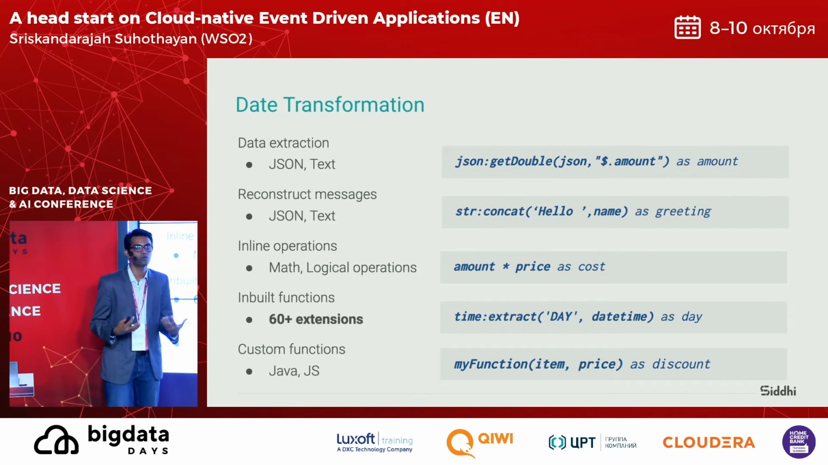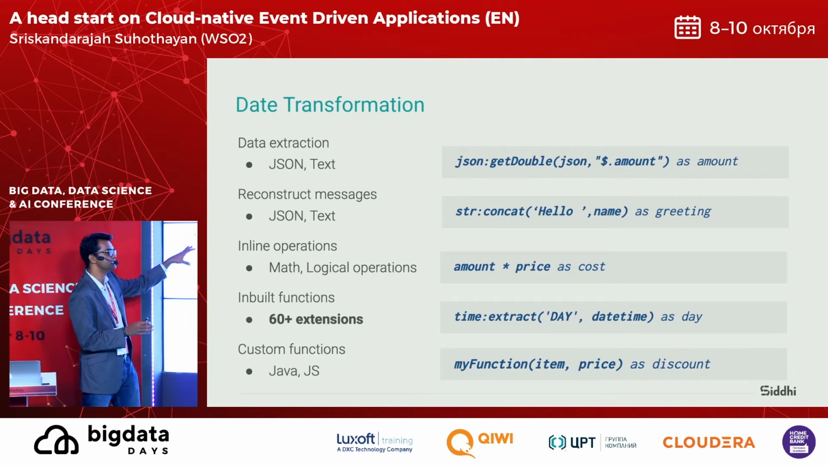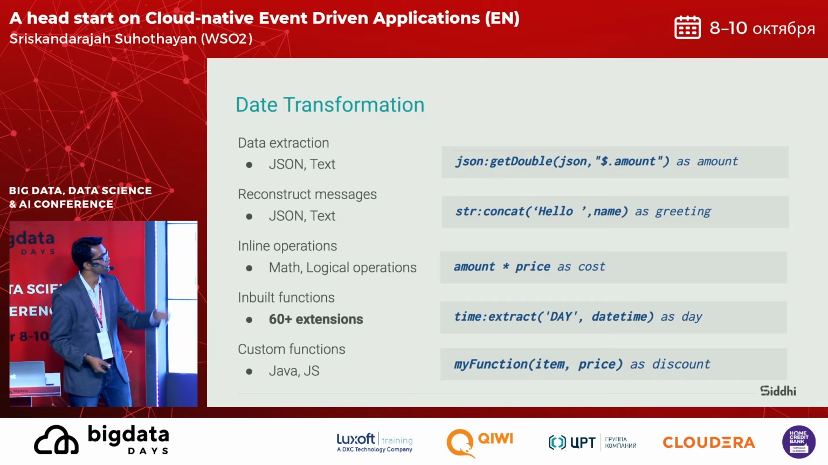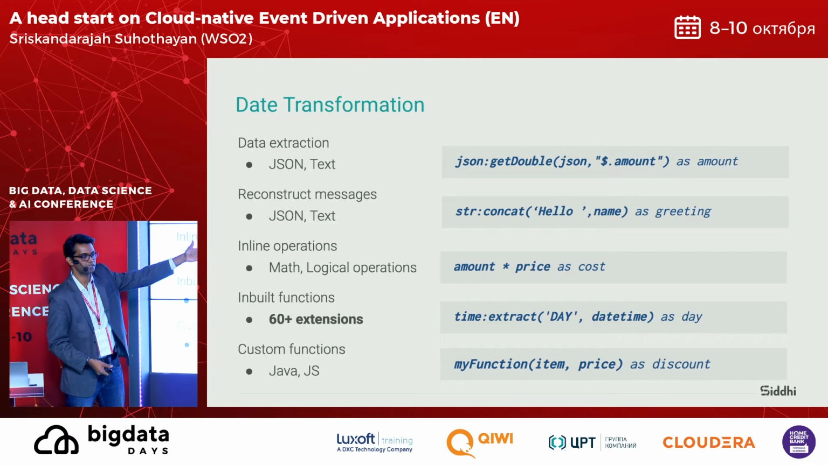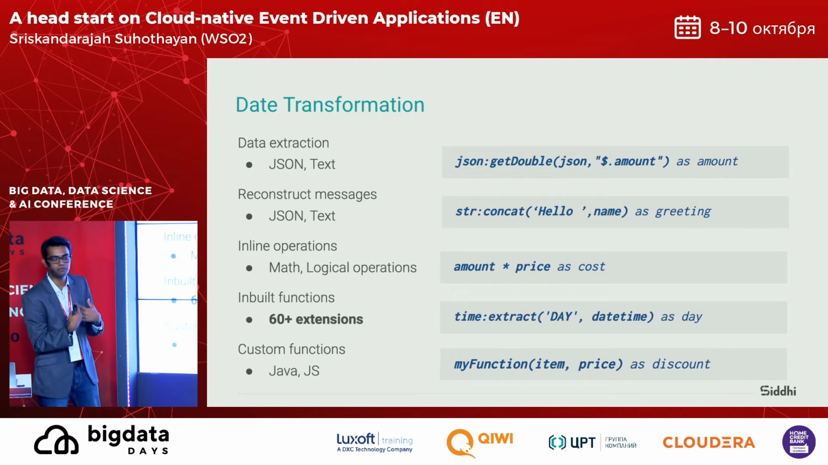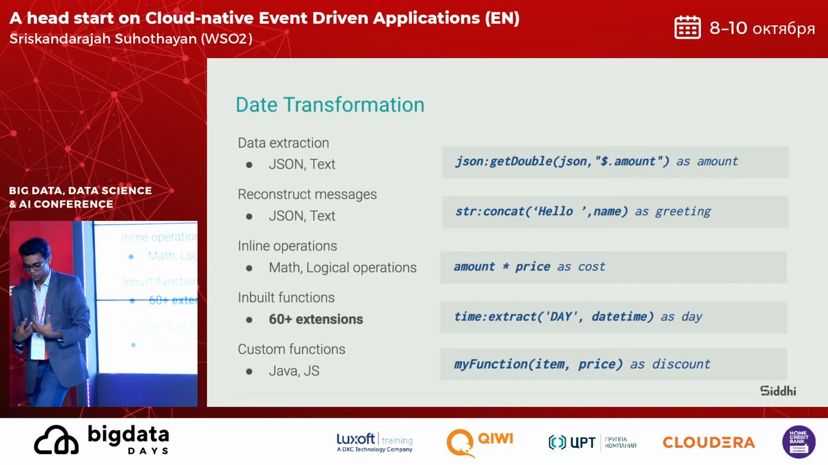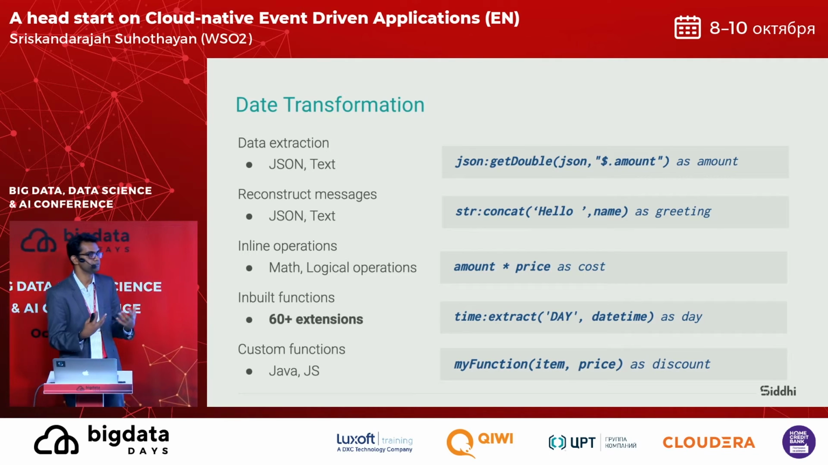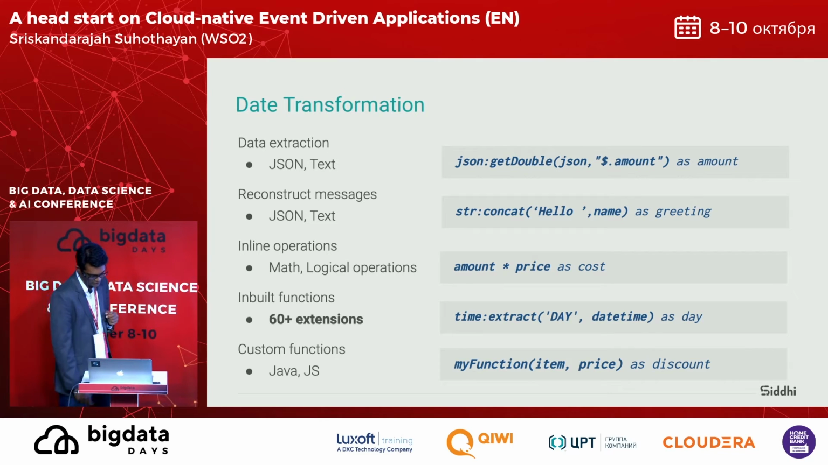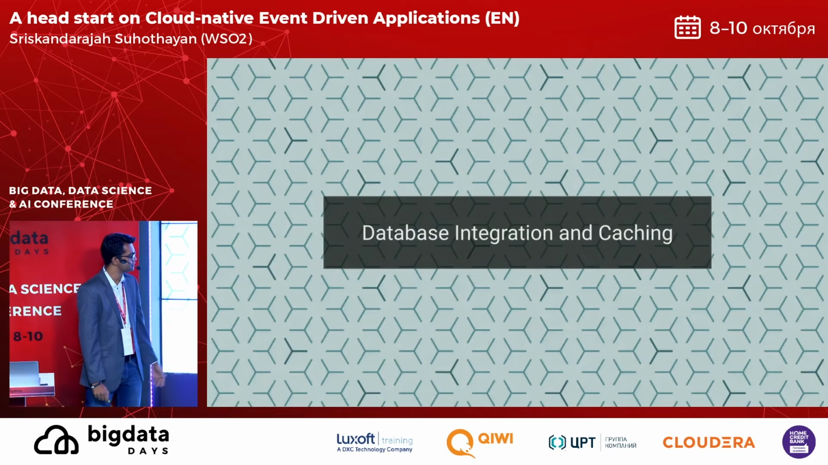The second thing you want to do is transform that data into various forms. Sometimes you don't want to split the JSON at the initial stage. You still want to keep the original JSON itself, but dynamically retrieve different values out of it. There are functions where you pass your JSON and an expression, and it gives you that value out of it. Or give me the amount as a double, and it will give it to you as a double. Or you can set a value into a JSON. You can concatenate and create a new string. You can do mathematical and logical expressions like AND, multiplication, division, and so on. In terms of inbuilt functions, there are lots of functions that you can use.